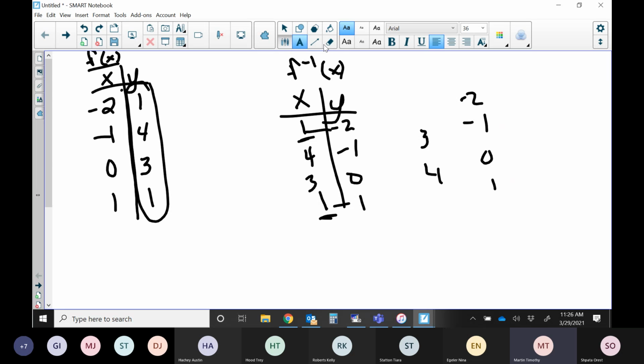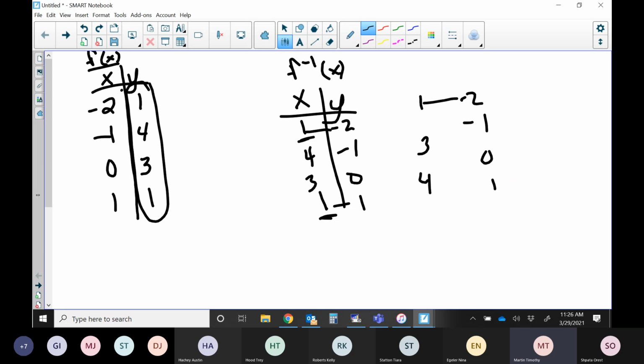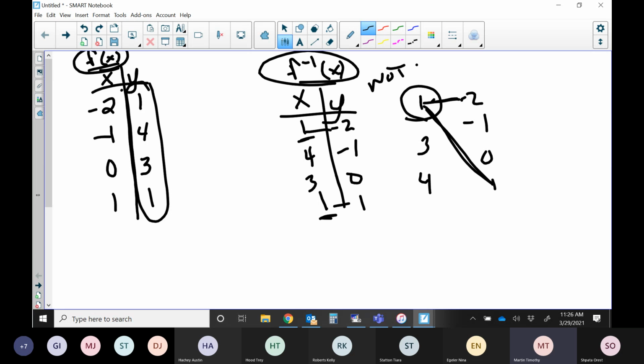This one right here would go to... What in the world is going on? This one right here would go to a -2, and it would go to a 1. Do you see how this 1 x has two different y outputs? So this is the inverse of this function. This guy over here is not a function.